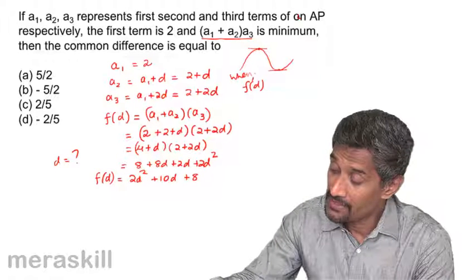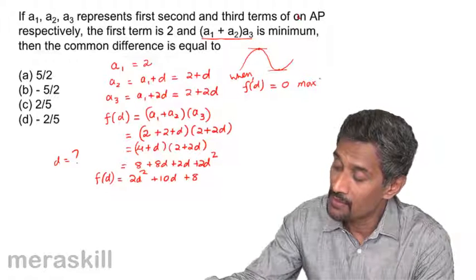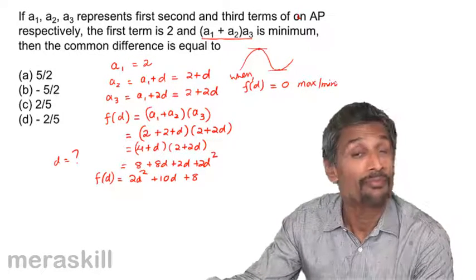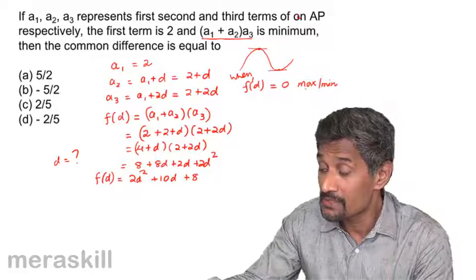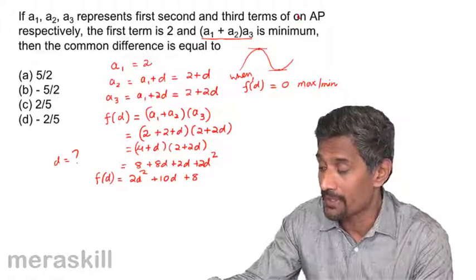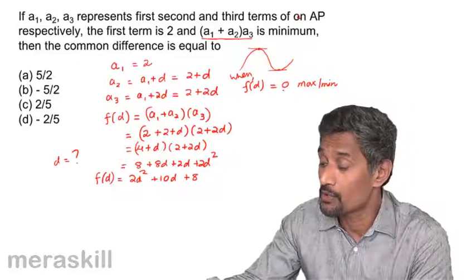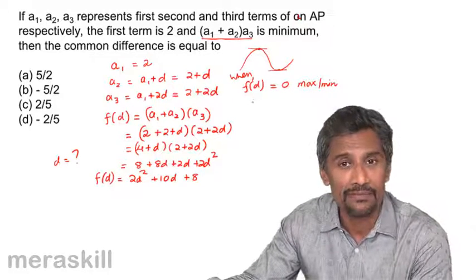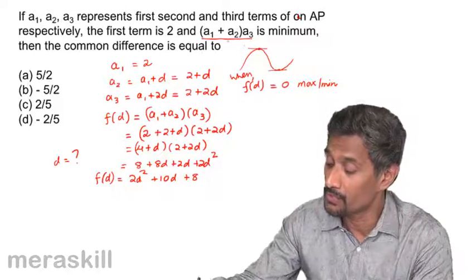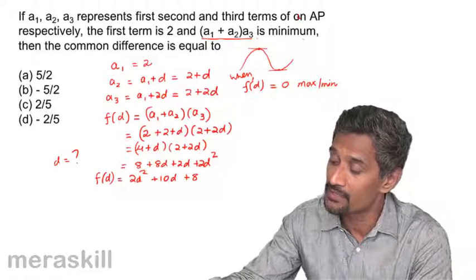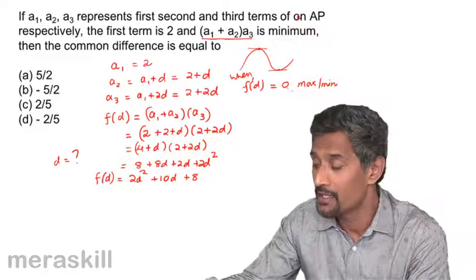When f dash d is equal to 0, then it is maximum or minimum. This is the principle that we use. Further, to specify whether it's maximum or minimum, we need to do the second derivative, and depending upon whether the second derivative is negative, then it is definitely minimum. But here we need not worry about that. It is told that this is minimum, which means that f dash d is definitely 0.